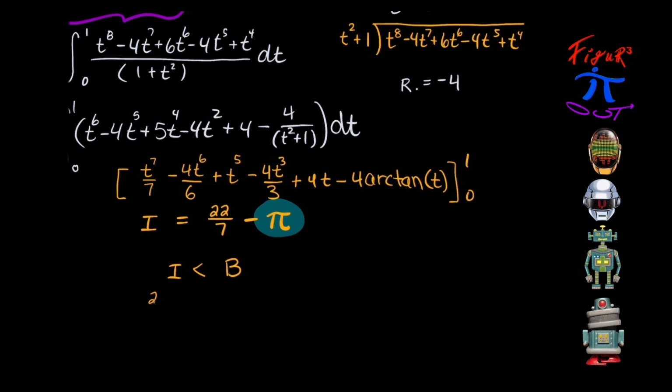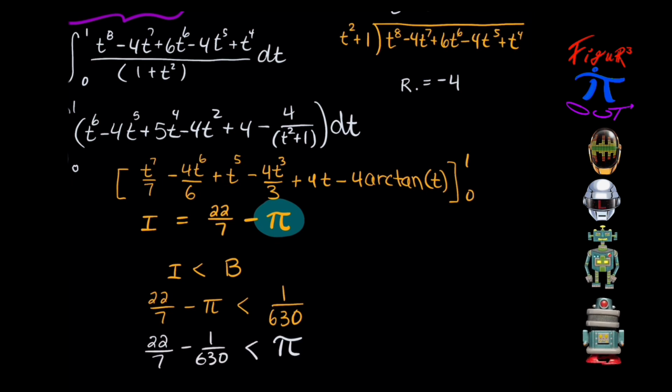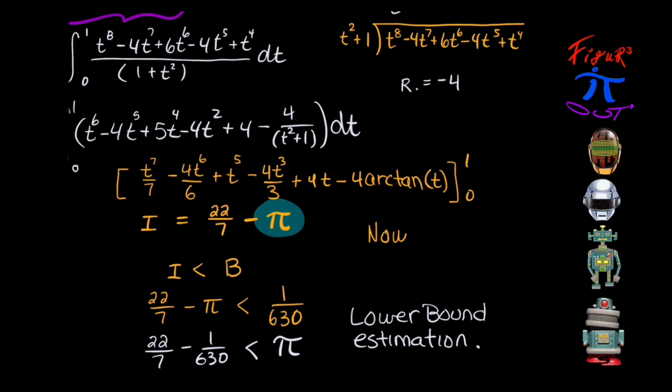There you are, pi. So now, setting this into our inequality, we have 22 over 7 minus pi is less than 1 over 630. And manipulating that around, we can get a lower bound estimate for pi. 22 over 7 minus 1 over 630. So that's our lower bound estimate for pi. And we now want to find an upper bound for pi so we can squeeze pi in between two numbers.